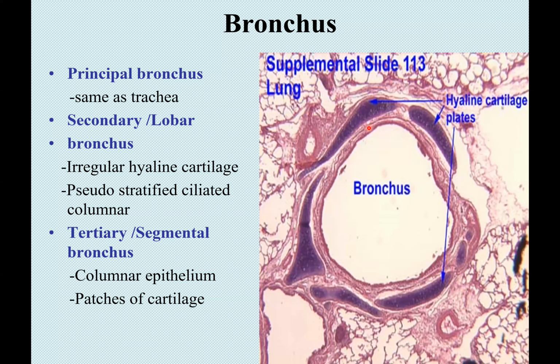So the primary bronchus has the same organization just like the trachea. The only difference is that the cartilage are irregularly arranged in the cartilaginous layer. You don't really see that C-shaped cartilage in there as you see in the trachea. Then it also has the same epithelia. That is for the primary bronchus, the same thing.